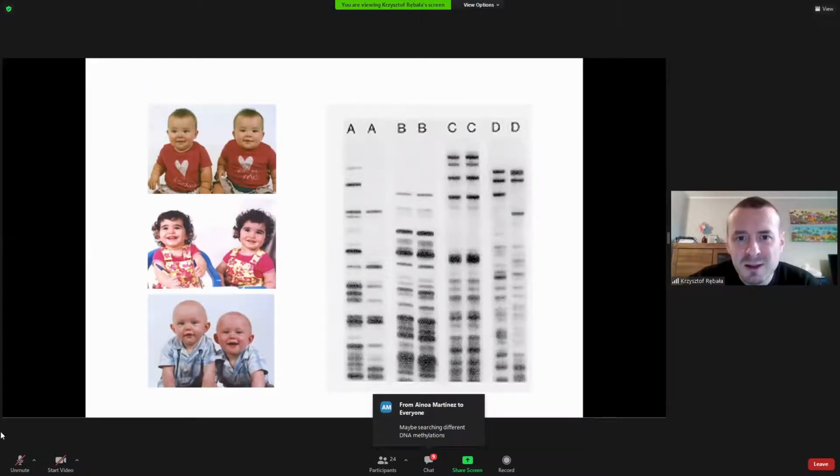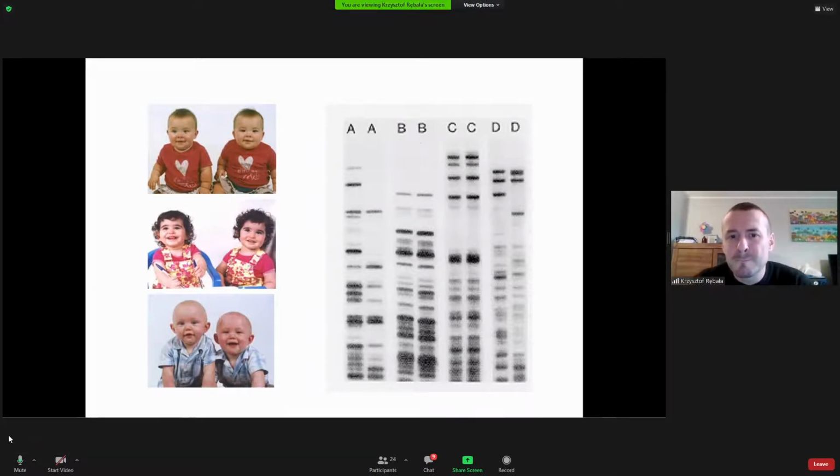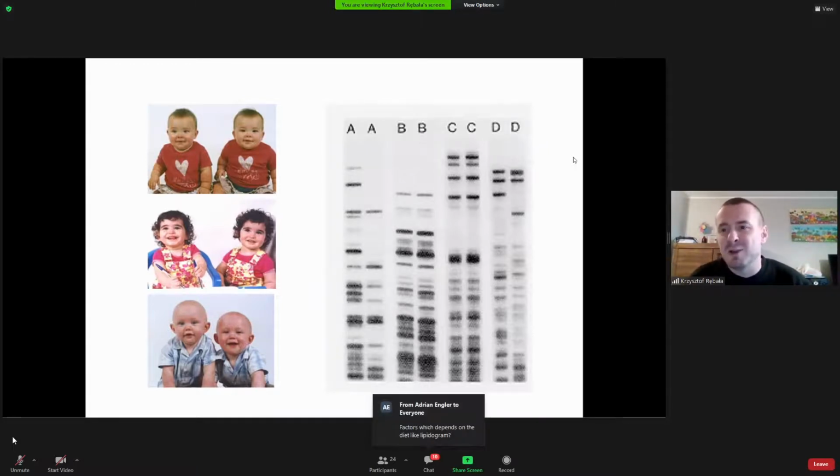Okay, let's look at the chat. Yes, methylation status will be different, you are right, but I'm asking about something which is not related to DNA analysis. Yeah, but these are parameters which can be totally different in twins, you are right, but they change. Let's say that the sample was collected one month ago, and a lot of things could have changed in the blood, other factors which depend on diet, like lipidograms.